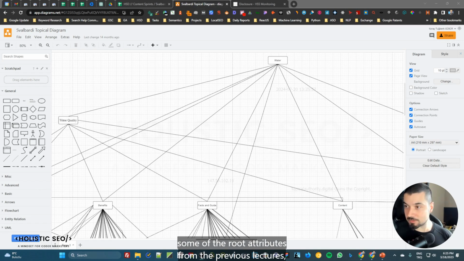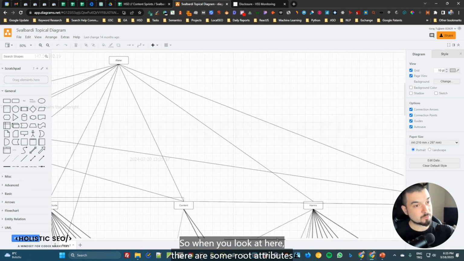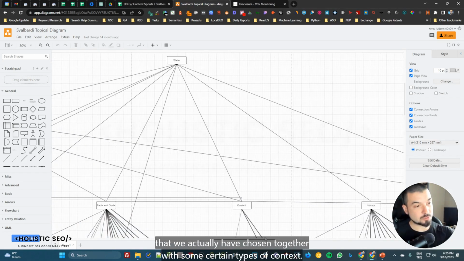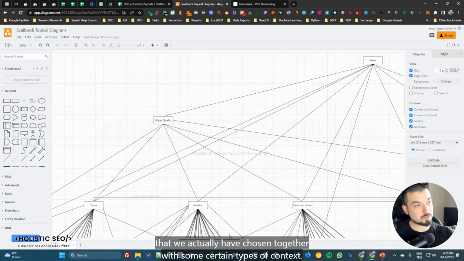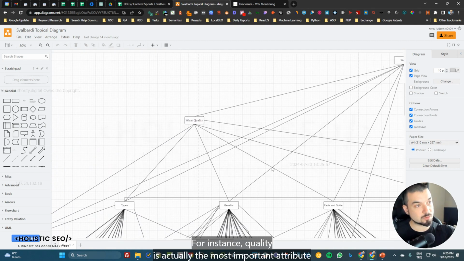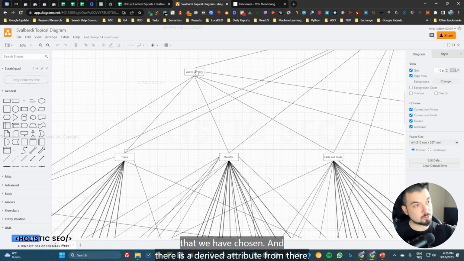From the previous lectures, you should remember the root attributes, rare attributes, unique attributes, and attribute filtering. So when you look here, there are some root attributes that we have chosen together with certain types of contexts. For instance, quality is the most important attribute that we have chosen, and there is a derived attribute from there. If you check the entity attribute value case study, you will get what I mean by a derived attribute. And from here, we get the most important derived attribute, which is the benefits.